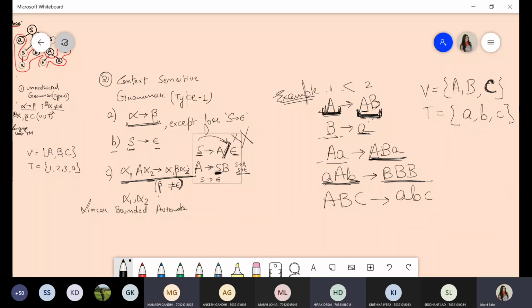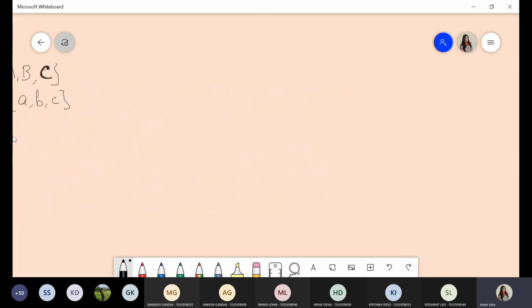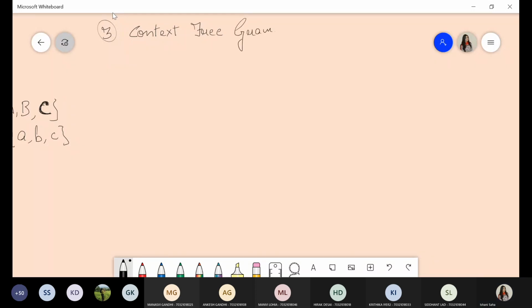Yes, ma'am. Next, you write down type 2 grammar, context free grammar. The third one that we have is context free grammar, which is your type 2 grammar.